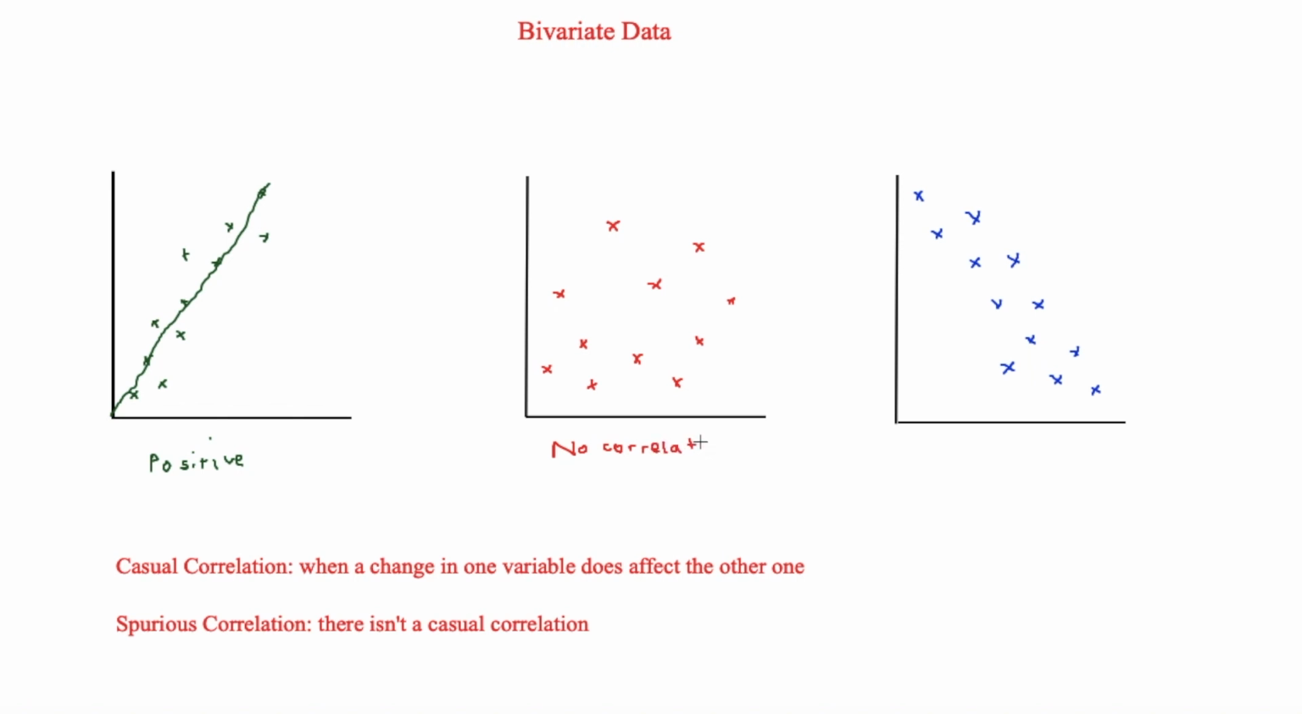And then for the final one, as you probably guessed, it's going down the way there. There is clearly a negative correlation. So as one increases, the other one decreases.